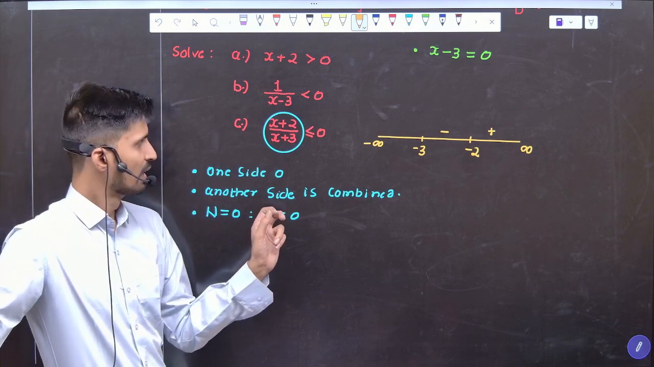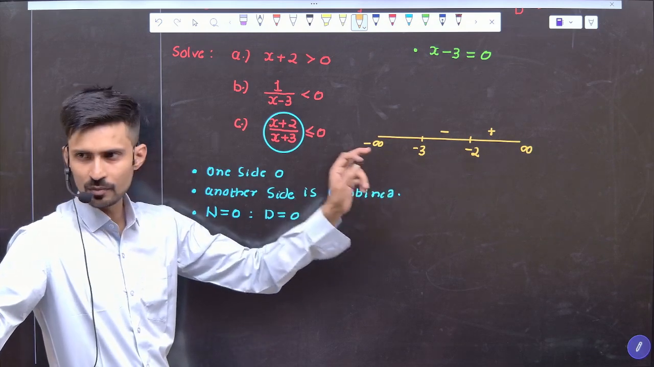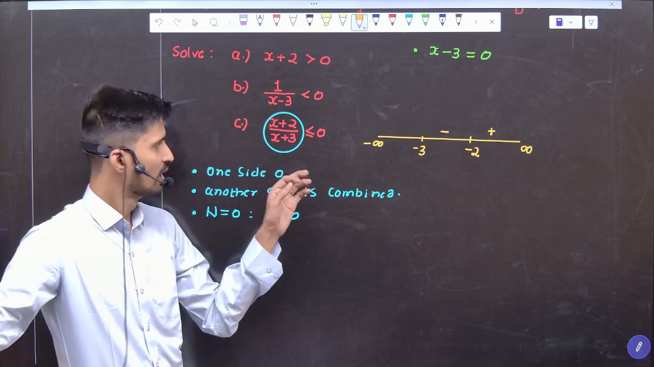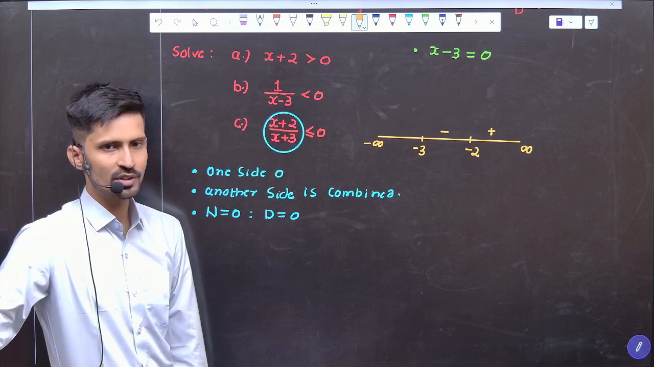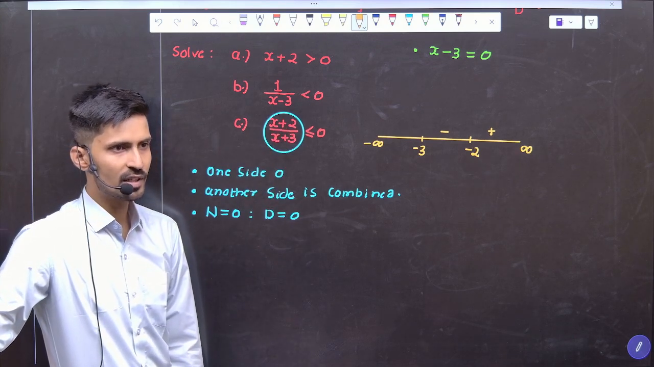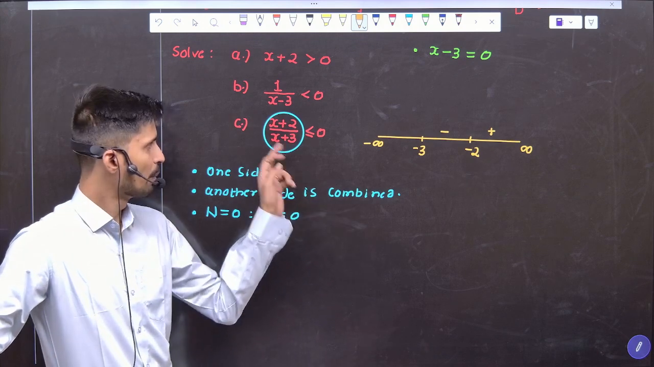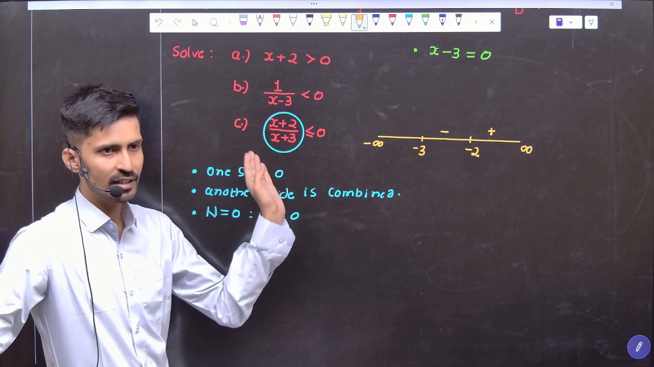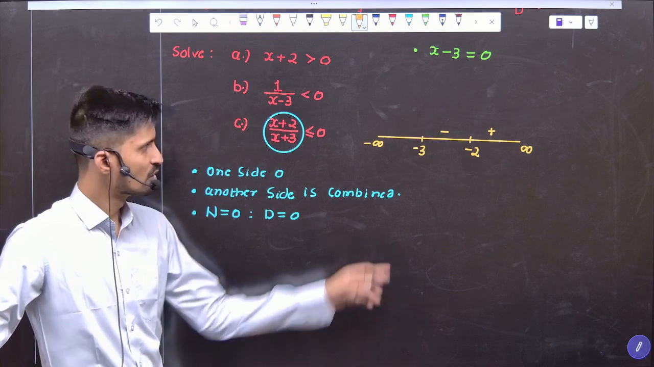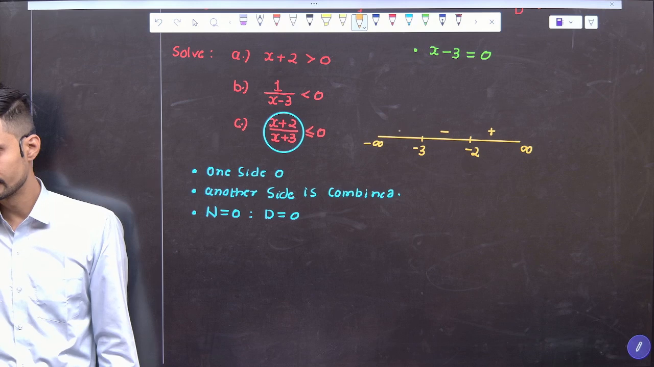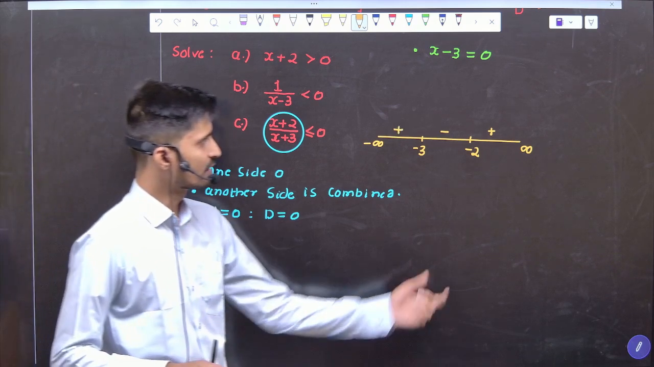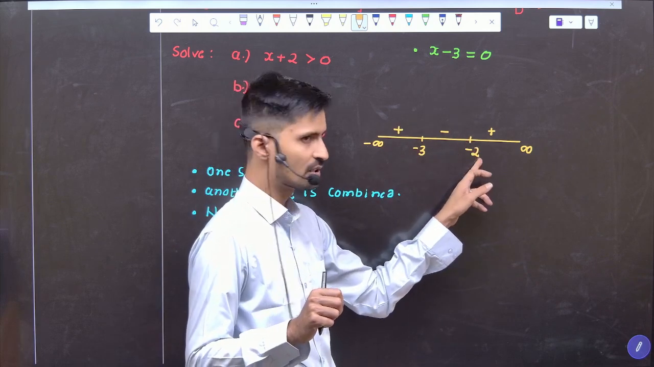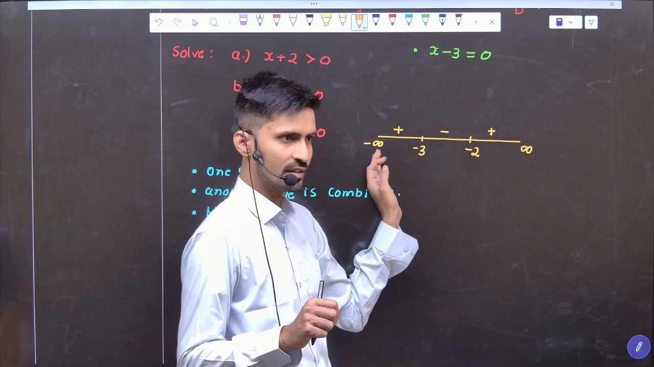Okay. Next, tell me any number between minus infinity to minus 3. Minus 5. Very good. Minus 5 plus 2, negative or positive? Minus 5 plus 3, negative or positive? Acha, negative number divided by negative number, what you will get? So this side will put positive. So we have checked 3 regions. First region, second region, third region. Now only 2 numbers are left. Minus 2 is left, minus 3 is left. Rest all numbers are checked.